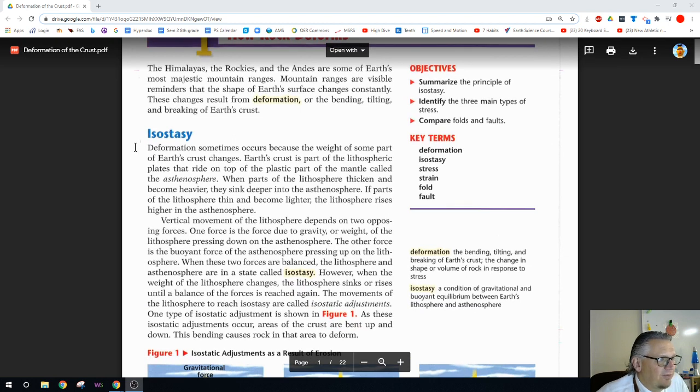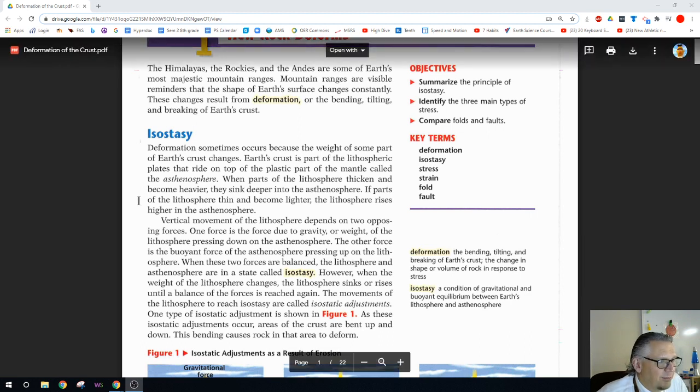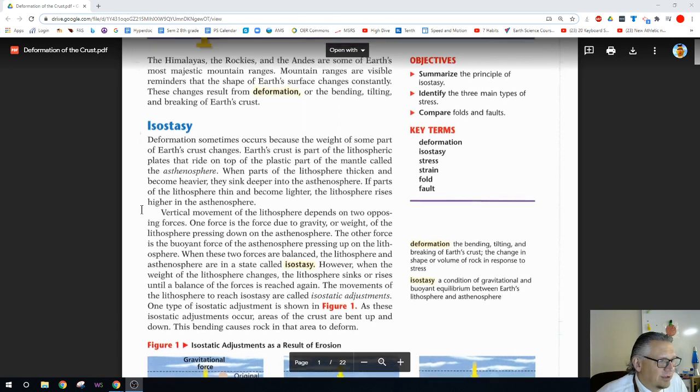Isostasy. Deformation sometimes occurs because the weight of some part of the Earth's crust changes. Earth's crust is part of the lithospheric plates that ride on top of the plastic part of the mantle called the asthenosphere. When parts of the lithosphere thicken and become heavier, they sink deeper into the asthenosphere. If parts of the lithosphere thin and become lighter, the lithosphere rises higher on the asthenosphere.